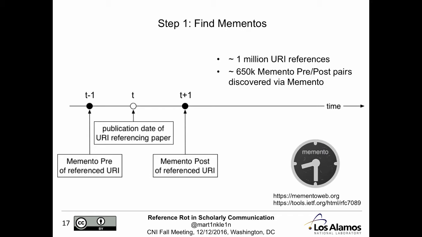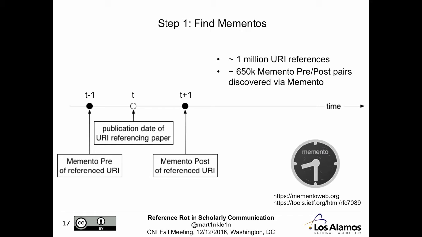The unique aspect of this is that we are able to use the Memento framework, and we can look for those mementos, pre and post, in a total of 19 archives around the world. It's no secret that the Internet Archive is the biggest and has contributed most of those mementos, no question about it, but there are others. In total, we obtained 650,000 memento pairs, so pairs for 650,000 of our 1 million URIs.